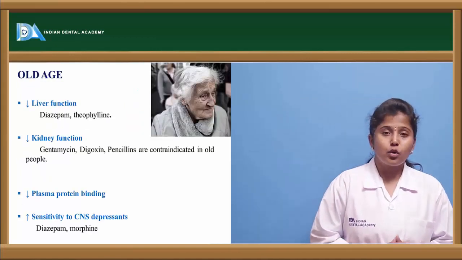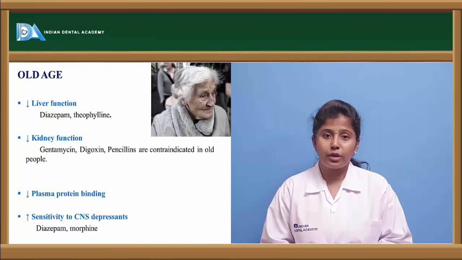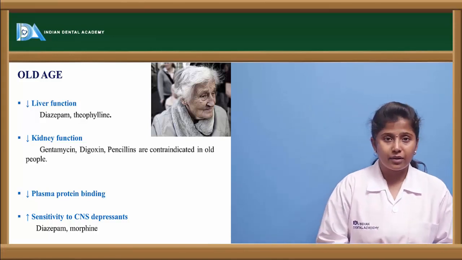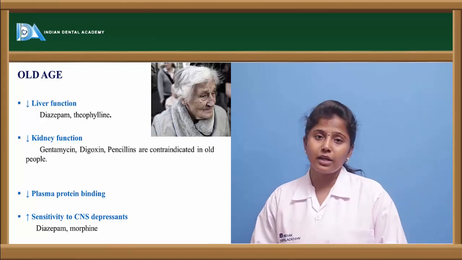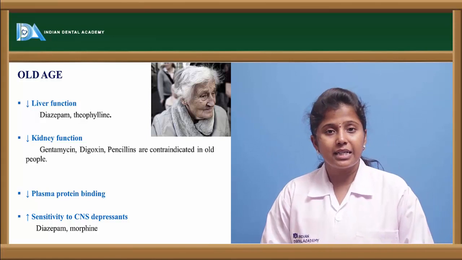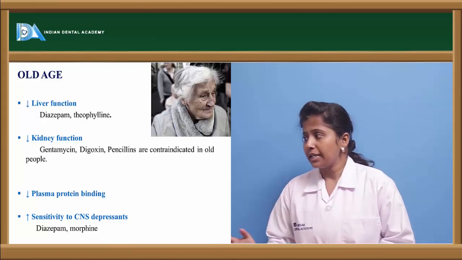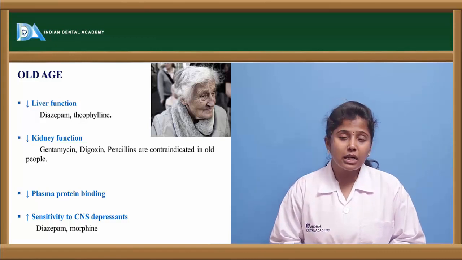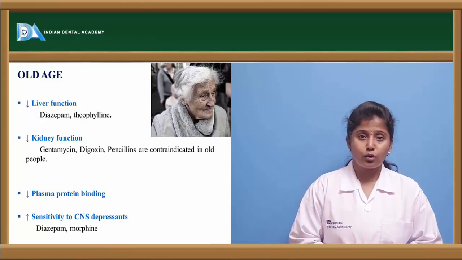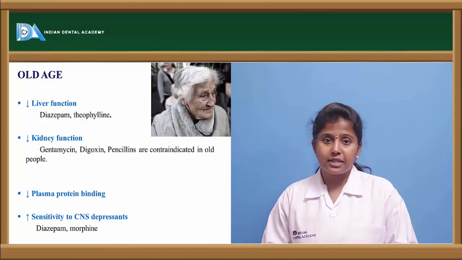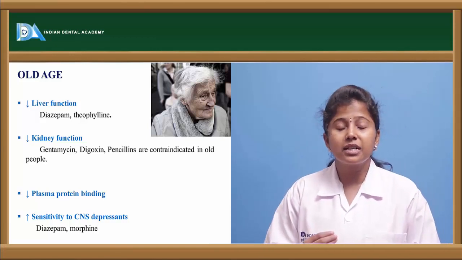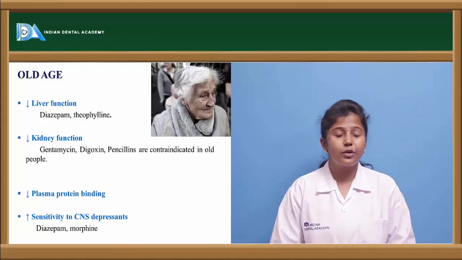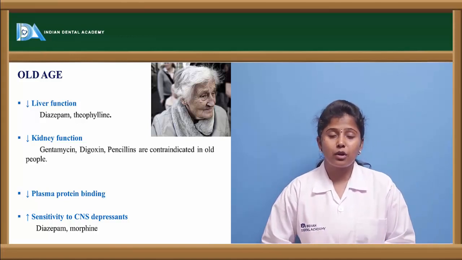The old age people. In old age people, how are the drugs showing the response? The drugs are taken, and in old age people, liver function decreases. The drugs like diazepam and theophylline have a side effect of decreased liver function in old age people. And the drugs like gentamicin, digoxin, and penicillins are strictly contraindicated in the old age group, because as the age increases, there occurs improper functioning of the organs also. If a person reaches 80, the body functioning will not be that proper.